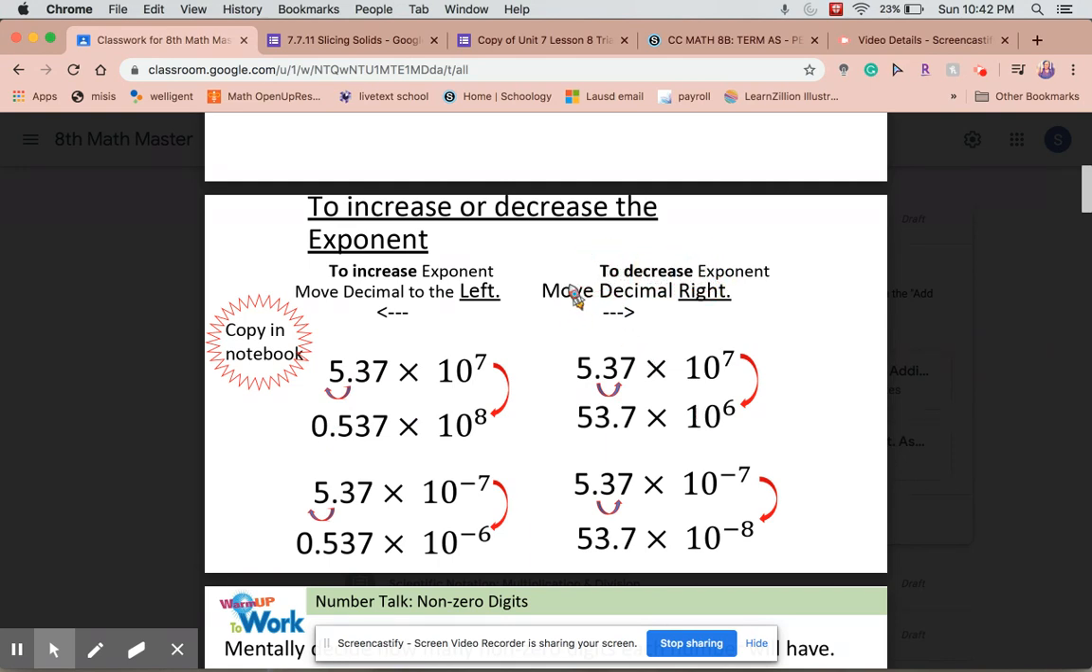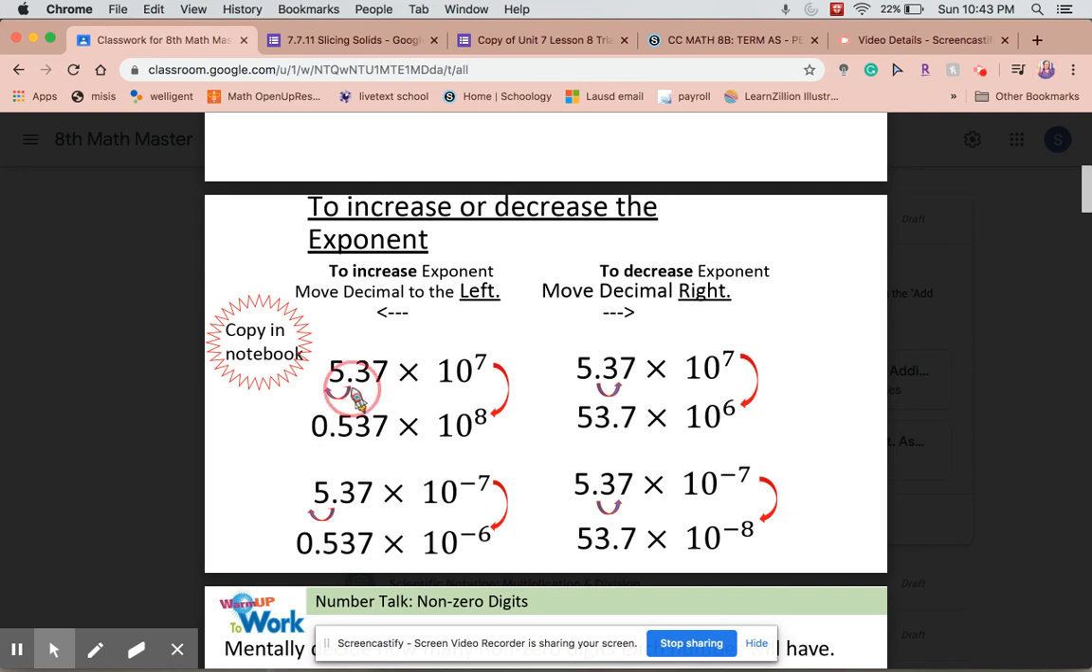Okay? Now, what if I want to decrease it? You got to move the decimal to the right. So, to decrease exponent, move decimal to the right. So I want to turn this 7 into a 6. Okay, well, I need to move this decimal to the right. I want to turn this -7 to -8. Okay, let's move it to the right.